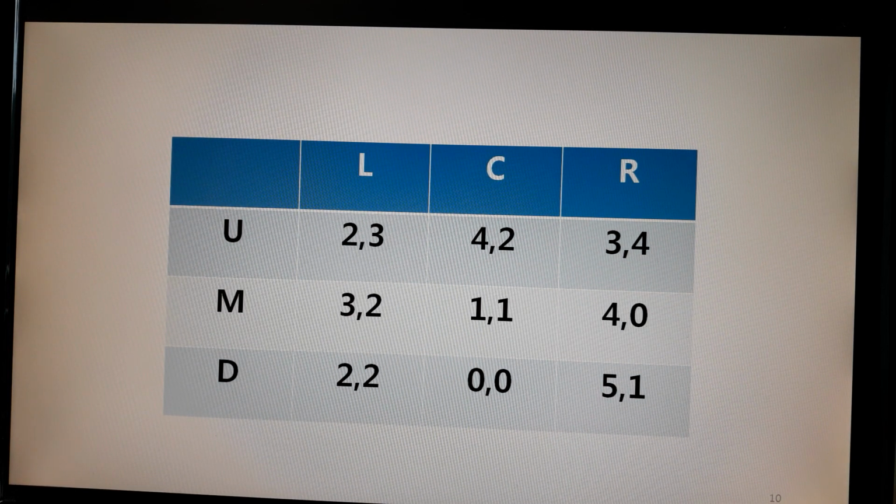Hello, this is the third lecture of game theory. We are in the middle of predicting the result, or predicting human behavior. As I said, economics is all about making predictions.